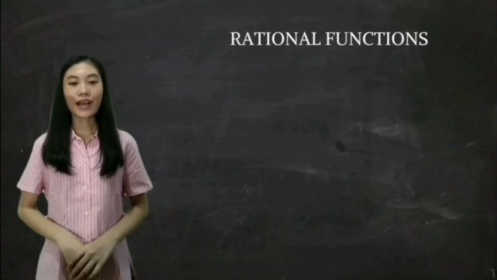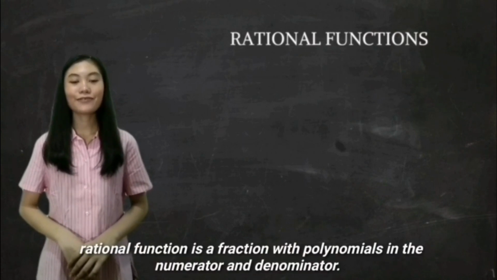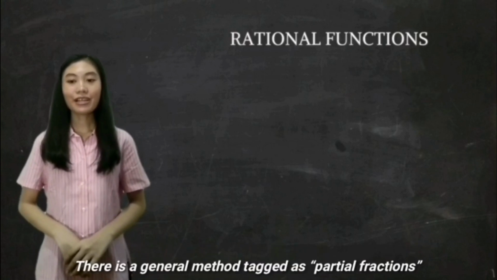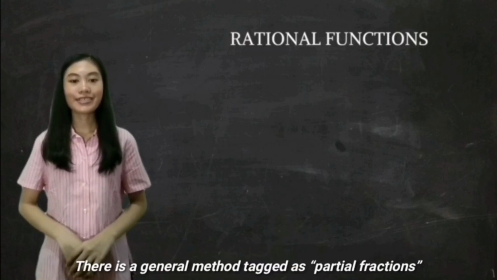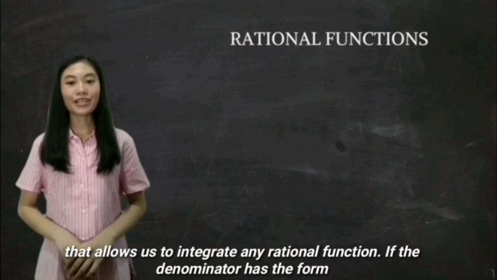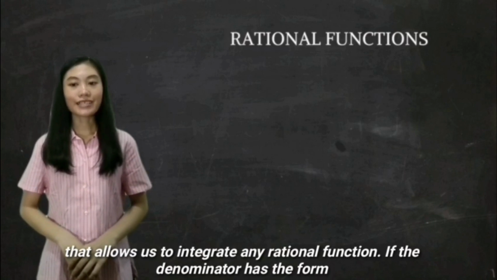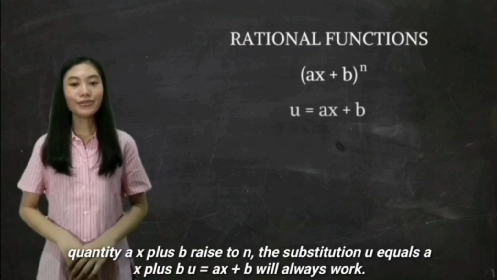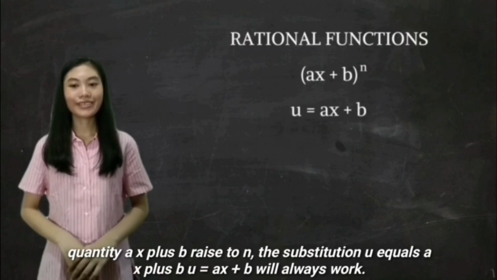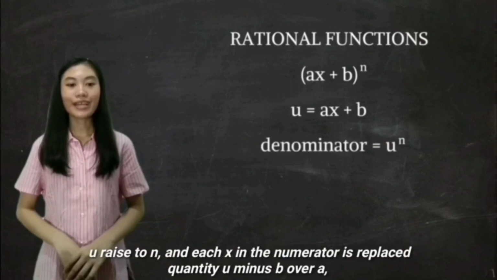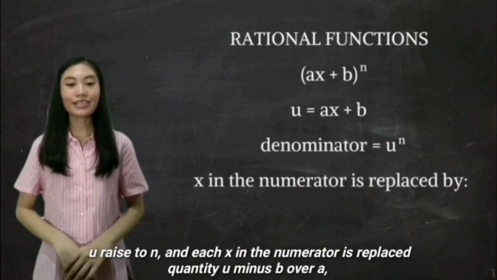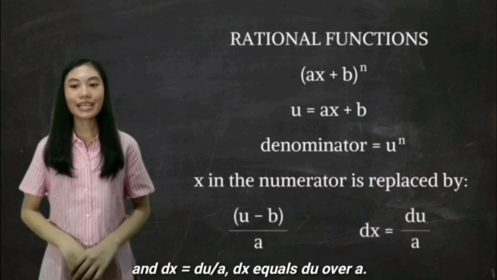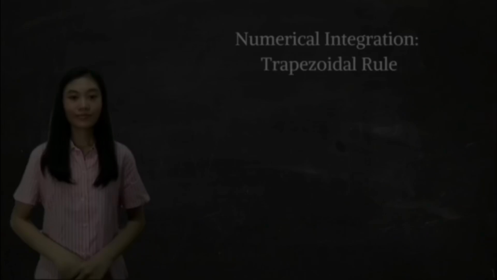Number 5. Rational functions. A rational function is a fraction with polynomials in the numerator and denominator. There is a general method tagged as partial fractions that allows us to integrate any rational function. If the denominator has the form quantity ax plus b raised to n, the substitution u equals ax plus b will always work. The denominator becomes u raised to n, and each x in the numerator is replaced by quantity u minus b over a, and dx equals du over a.